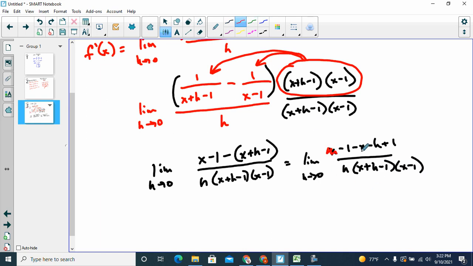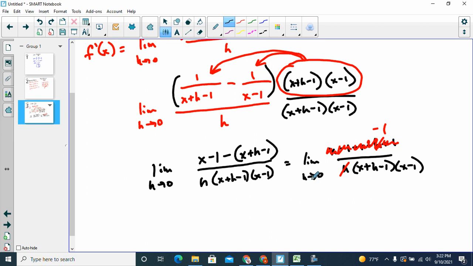And then x minus x cancels. Positive 1 minus 1 cancels. And now at this point, h divided by h cancels. Don't forget about this minus sign here, though. So those canceled, so I've got 1, but it's really negative 1. So on the top, I've got a negative 1.